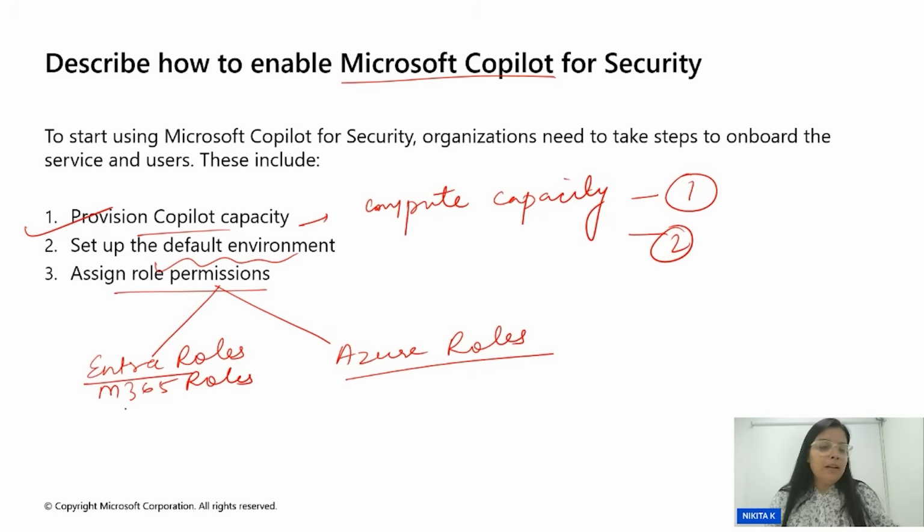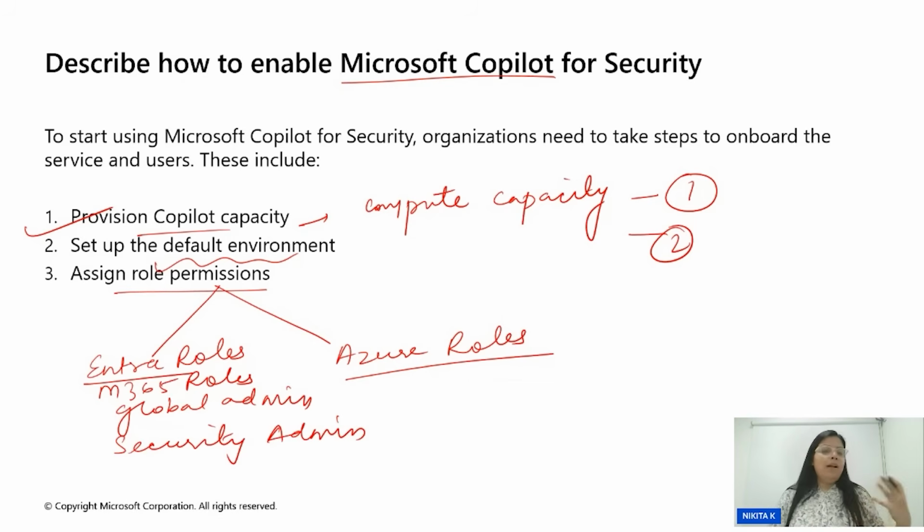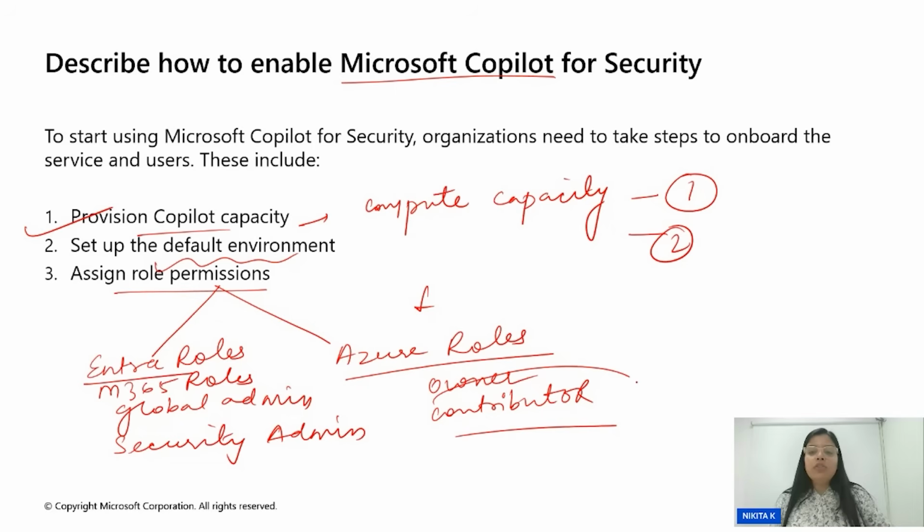So, Entra roles: either you can be a Global Admin, or you can be a Security Admin to access your data or Security Copilot. If I don't have a Global Admin role or a Security Admin role, you can have the respective Azure roles also. Now, what can be the different Azure roles? Can you think of it? The first role you can use can be Owner, or it can be Contributor on the resource group. The minimum you can give is the Contributor role.